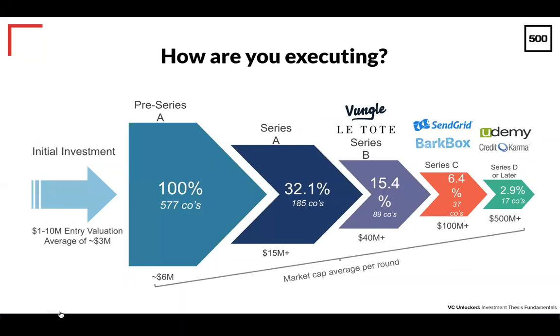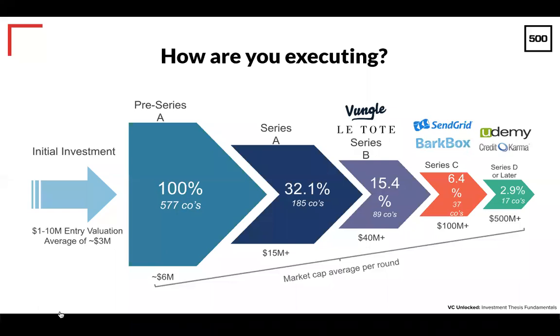So for instance, this slide is the funnel from the first 2 funds that we have. When you look at fund 1 and fund 2, we invested in 600 companies collectively. They are all at pre-series A, so at a very early stage, and about 30% raise the next round. Then 15% raise the series B, only 6% raise series C, and beyond is only 3%. So the funnel gets pretty small.